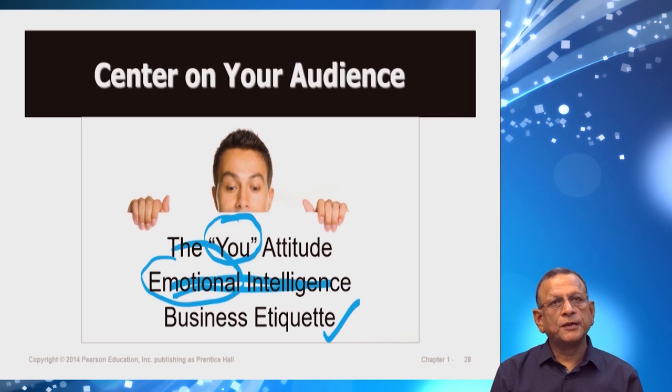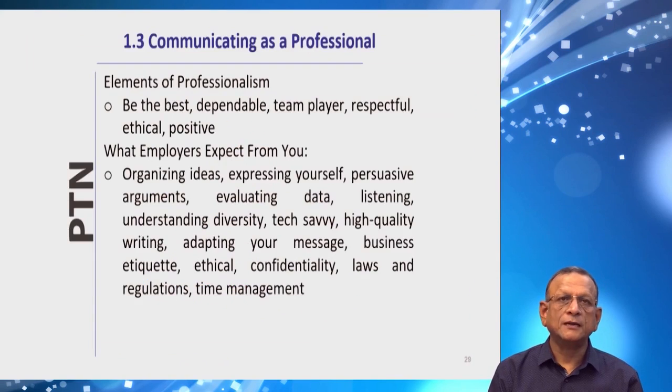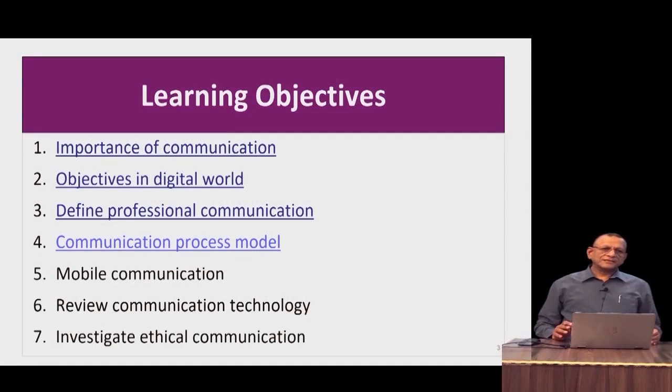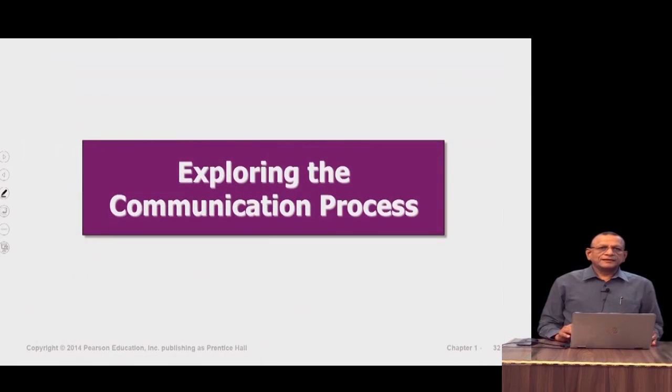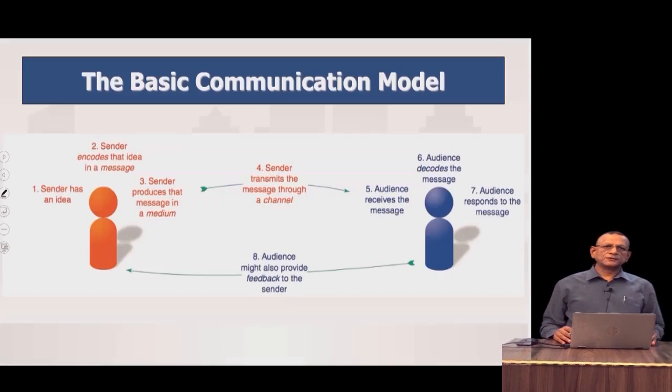So whatever we are communicating is related to the person with whom we are communicating. Let's talk about section 1.4. It's talking about the communication process model. We have already understood the importance of communication, objectives of communication in the digital world, and the role of a professional and who may be termed a professional in this digital age. Now, with this understanding, let's go to understand the communication process. What is this communication process? With the help of this diagram, we'll be able to understand it.